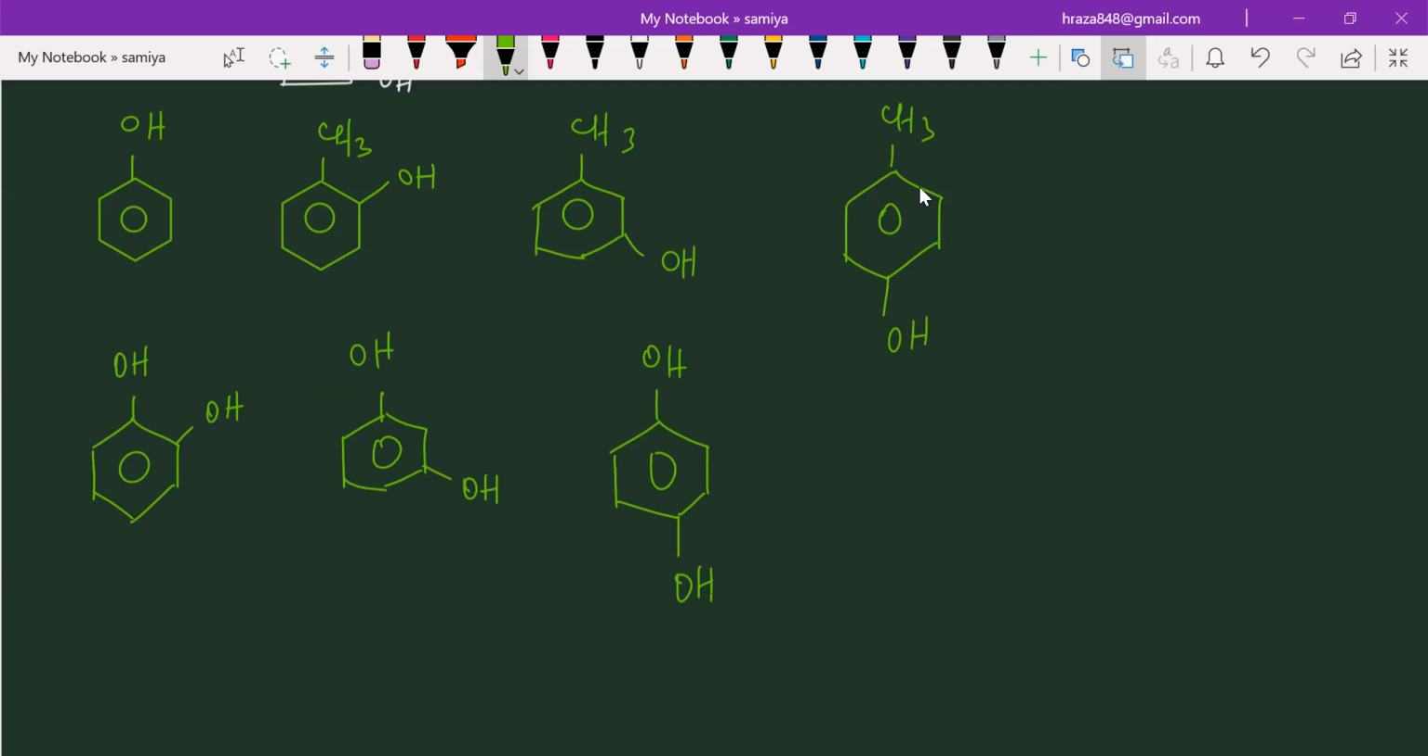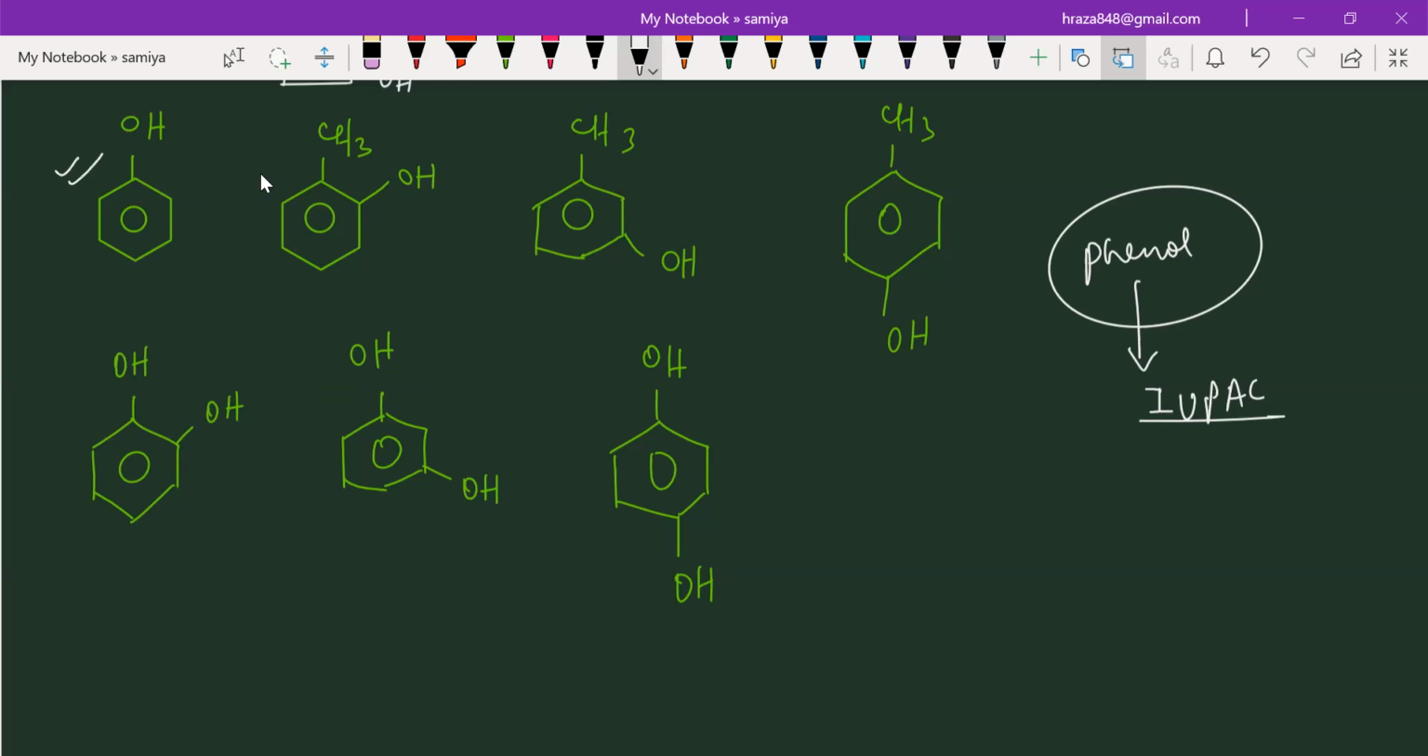Are you done with the first name? Basically, phenol was initially a common name, but now it is treated as IUPAC. Initially, the IUPAC name of this is benzene-1-ol, benzenol, but commonly called phenol, which is now classified as IUPAC. So phenol is a common name and an IUPAC name also.